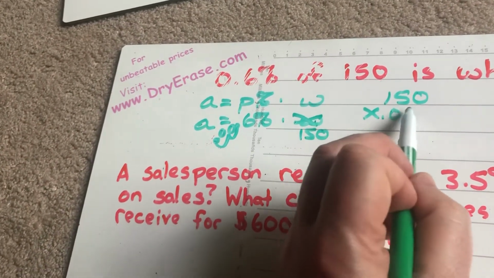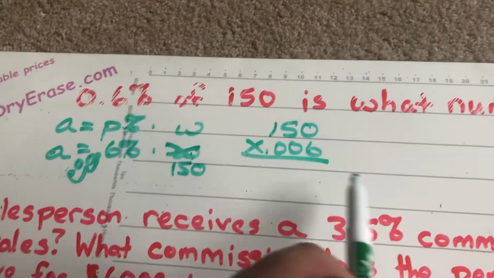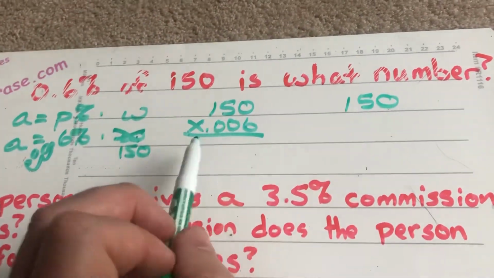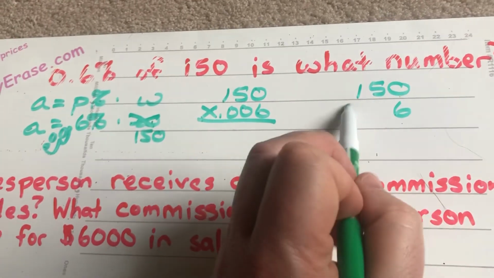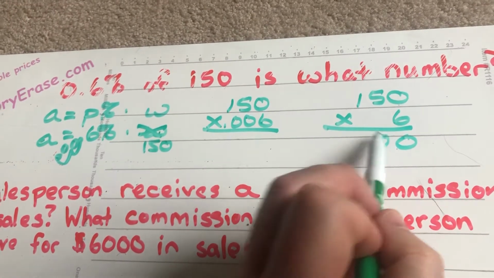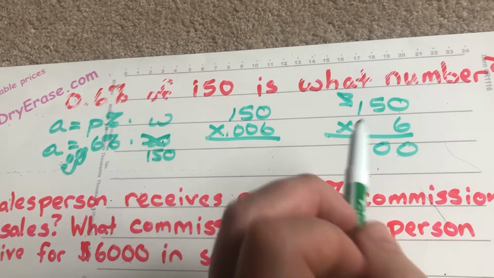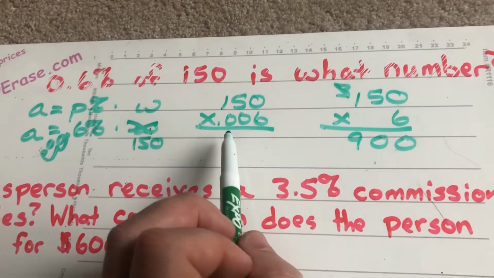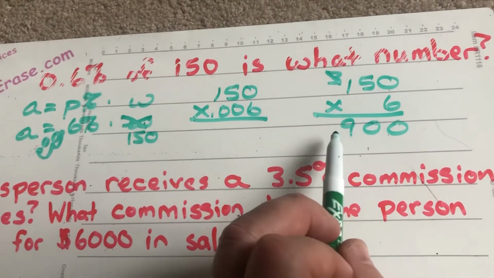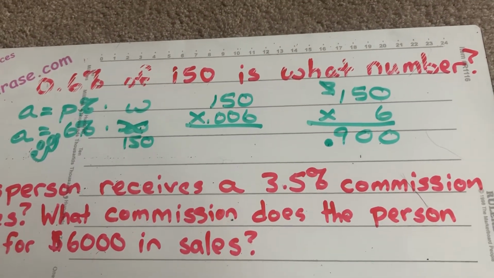times 0.006. Now, I like to do this where I'm just pretending I'm multiplying it by 6, because all those zeros over here aren't going to make any difference. So I'm just multiplying this by 6. 6 times 0 is 0. 6 times 5 is 30. Put the 0 down, carry the 3. 6 times 1 is 6, plus 3 is 9. I get 900, but I have to remember that I need 1, 2, 3 numbers after the decimal. I put the decimal here. I get 0.900, or just 0.9.